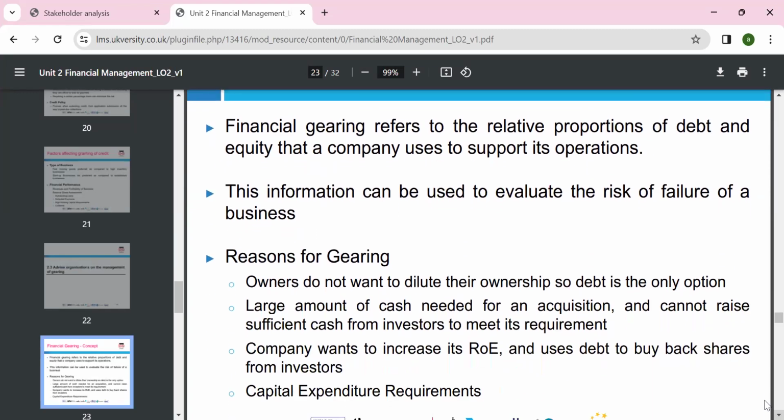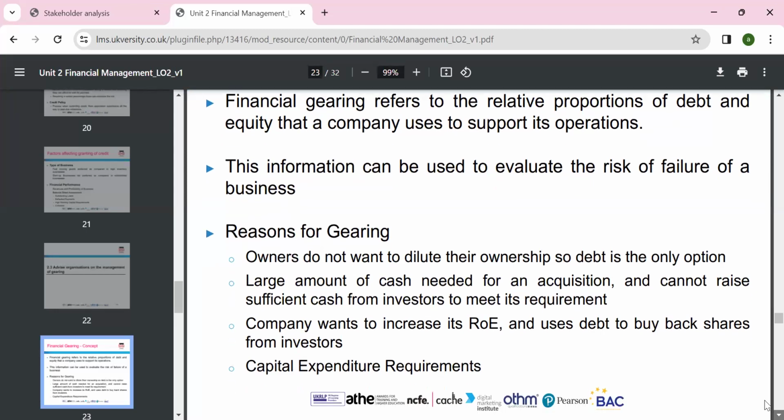We said debt is cheaper than equity in the previous lesson because if you have a debt, you pay interest on it, and the interest is an expense of the business. And then, of course, if you minus the expense, you profit less, you pay less tax, and you can save it. But when you raise money through equity, the shares and the dividend are paid after the tax amount that is left here. So information can be used to evaluate the risk of failure, reason for the gearing.